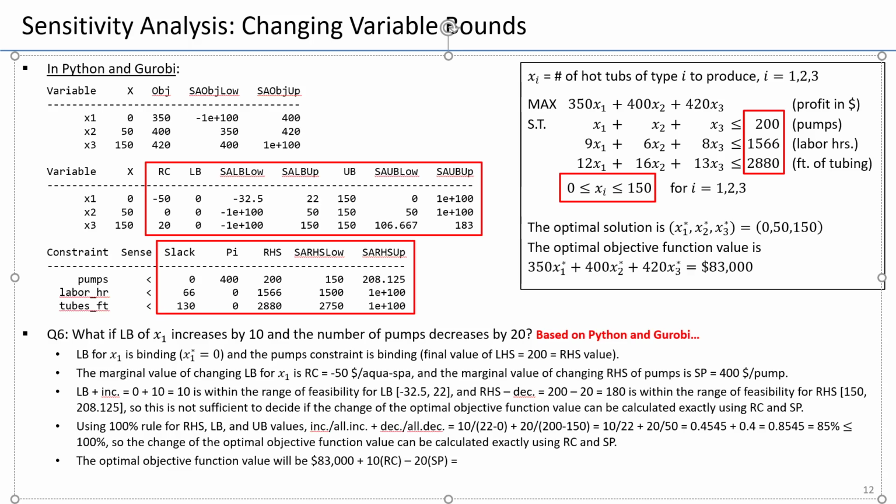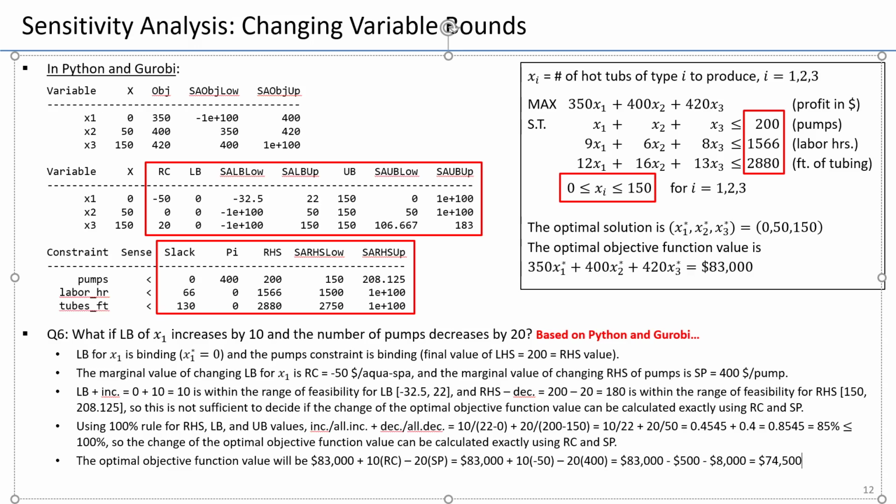So if you do the calculations, this is going to be 83,000 plus 10, and this is interesting, the reduced cost is minus 50, as we said earlier. So this is going to be actually a negative number, and then minus 20 times the shadow price of 400. So in fact, this is going to be 83,000 minus $500 and minus another $8,000. So actually both of those changes have negative values. So at the end, it is going to be 74,500. Both of those will cause a decrease.